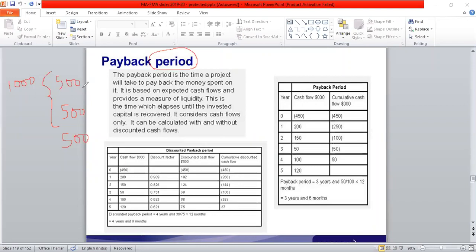The next year 500 will have even further decreased value. As the time passes by, the value of money keeps decreasing. Accommodating that adjustment, we need to calculate what is the payback period. I hope the concept is clear. Let's take up an exercise question.